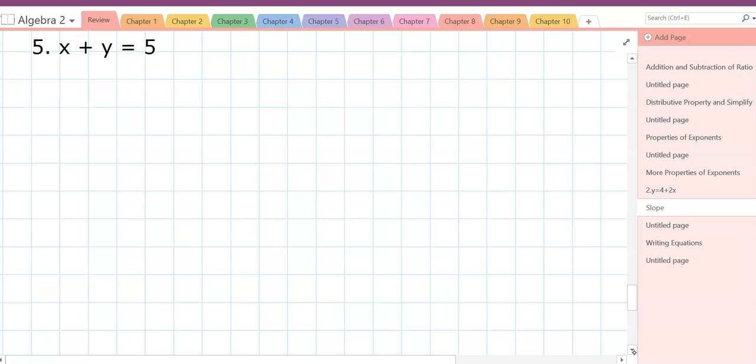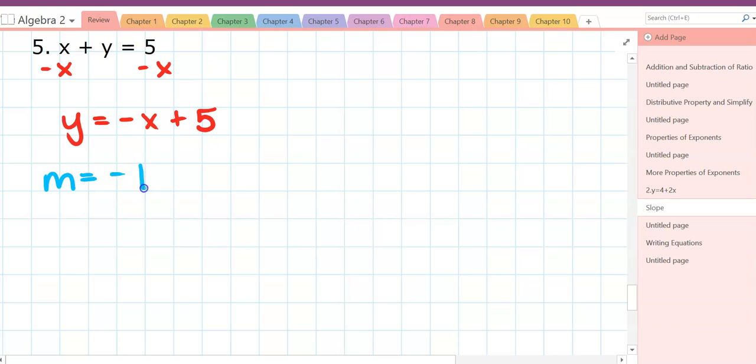So can you guys tell me what you did to rewrite this equation? How'd you get y by itself? Subtract x from both sides. So we have y equals, I would have put the x first, so it's a negative x and then plus 5. So what does that mean our slope is? What's m?